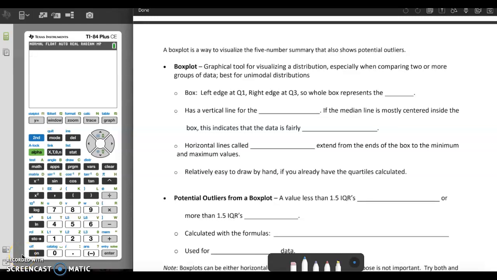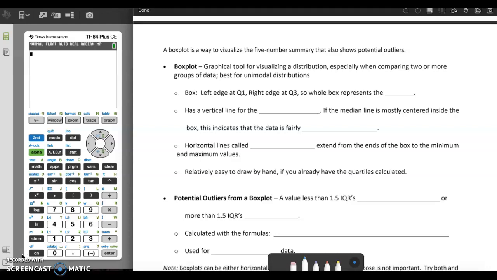A box plot is a visual way to look at the 5-number summary that also shows potential outliers. So it is a great graphical tool for visualizing a distribution, but it's only really good for unimodal distributions. They are really nice to compare 2 or more distributions together. You can make side-by-side box plots and really compare them visually, like which one has the higher median, which one has more spread, things like that.